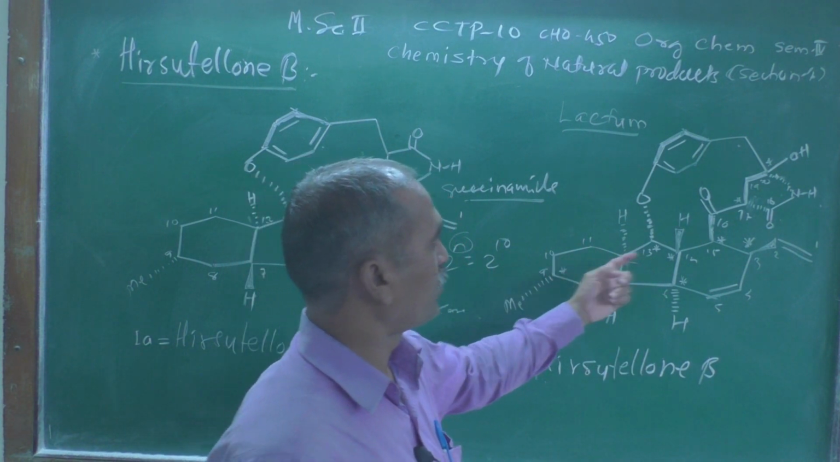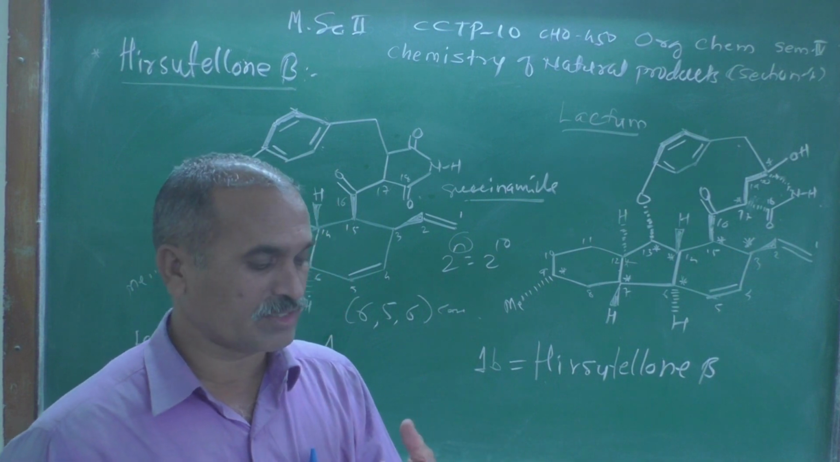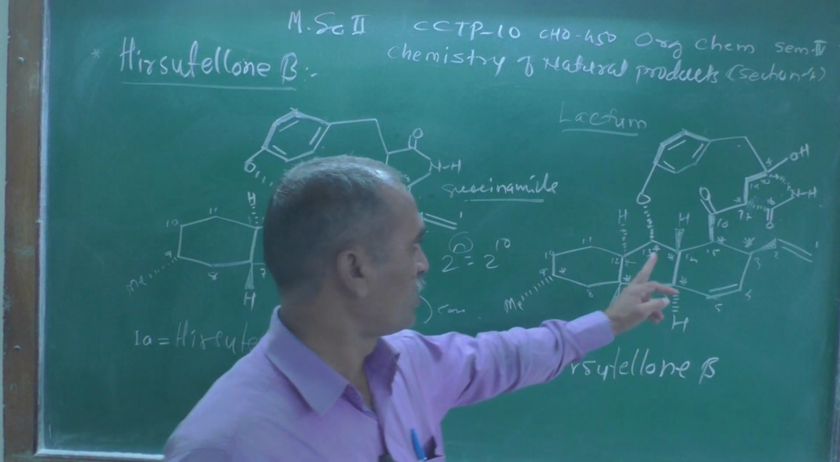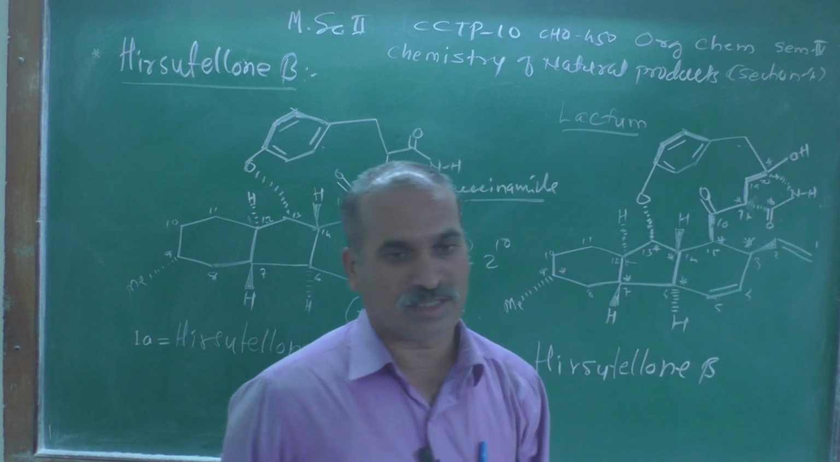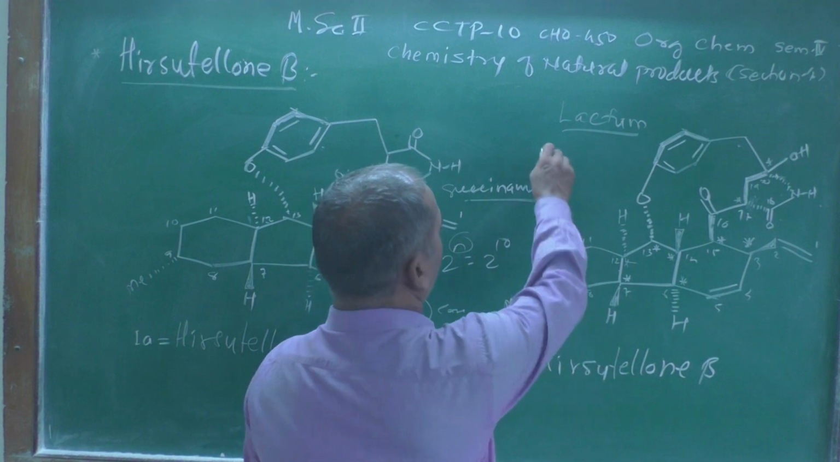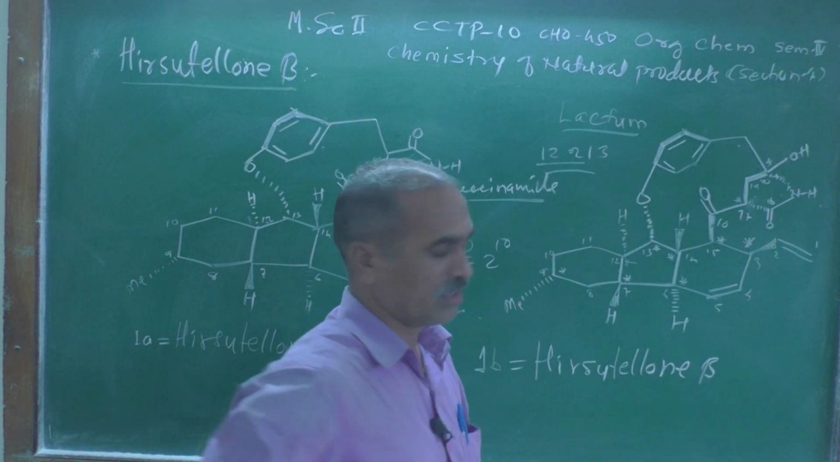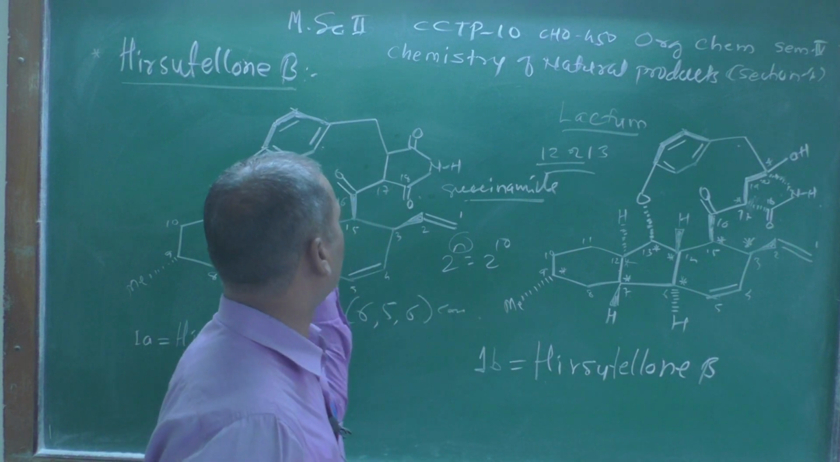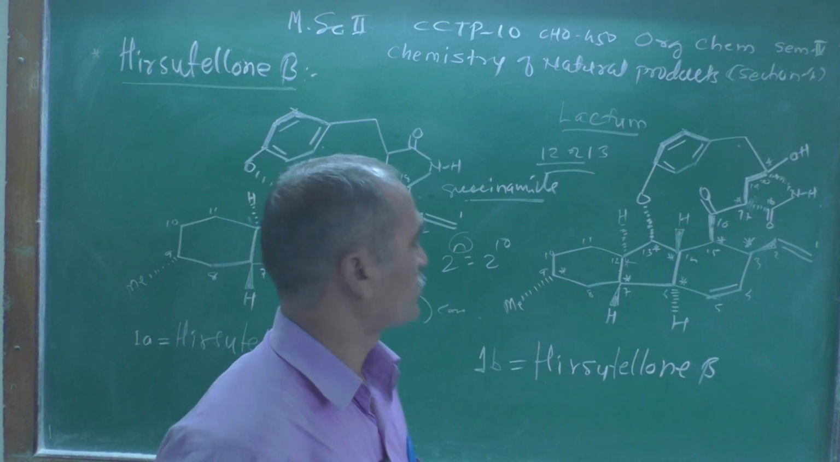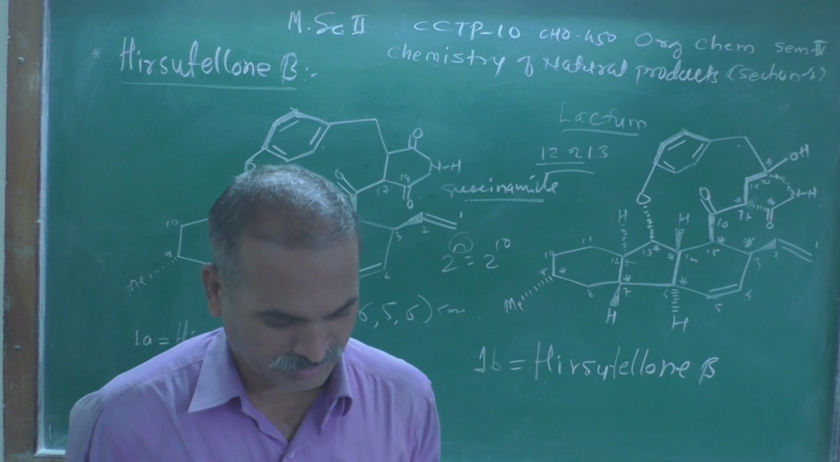Look at here, 1, 2 and 3. How many 5-membered rings are present? 2 five-membered rings, one is here and another one is here. And a 12 or 13 membered ring is present over here. So in both cases, these are the membered rings that are present.